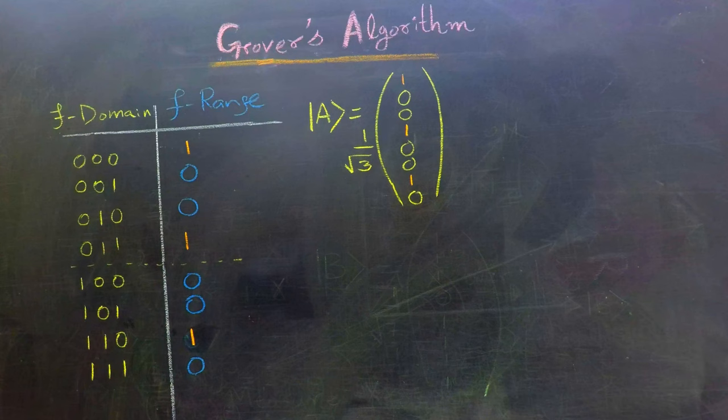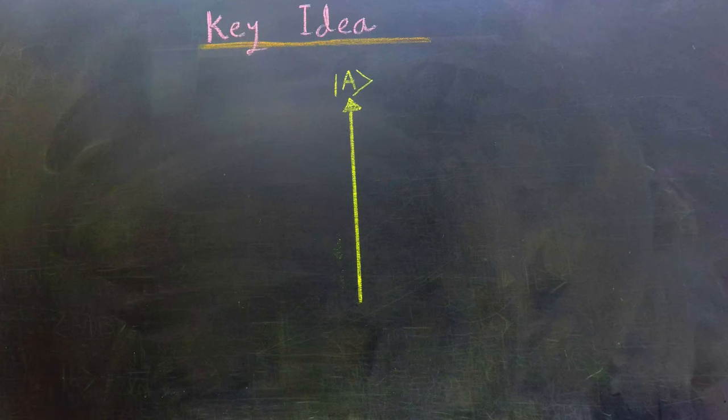Note that if we measure ket A, we will obtain our desired input with equal probability of 1 over 3 because there are 3 different inputs that give us true. Remember, probabilities are the squares of amplitudes.